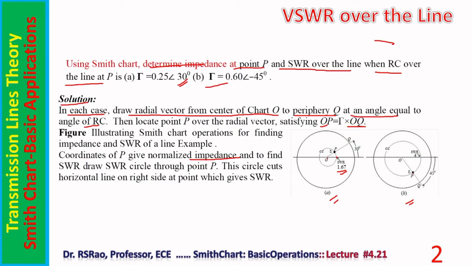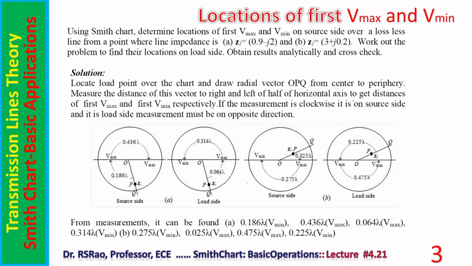P is associated with certain impedance. That impedance one can read out from the circle that is passing through point P and also the arc that is passing through this point P. Now impedance is available. This is normalized impedance. Through point P one can also draw an SWR circle. This SWR circle cuts right half of the horizontal line at a point. This point is associated with a certain reading. It gives you SWR.